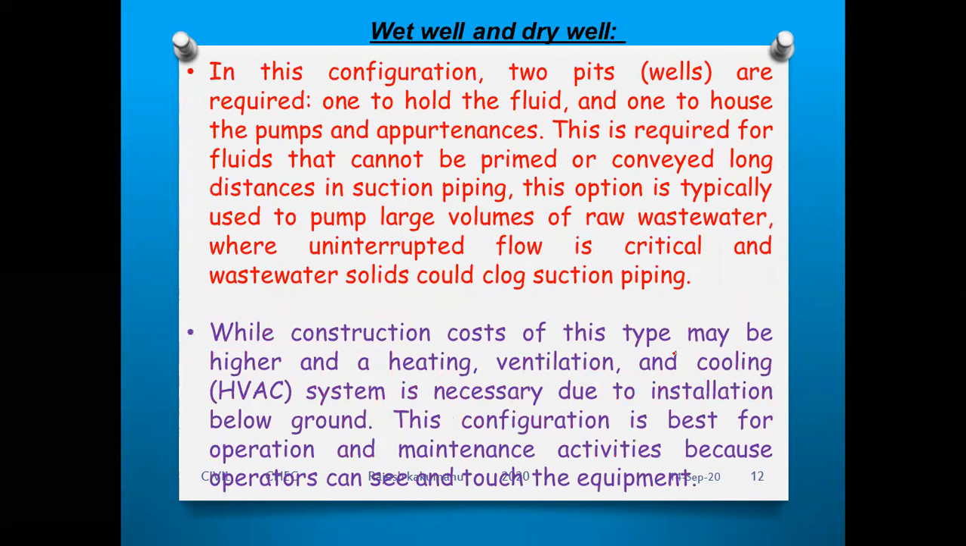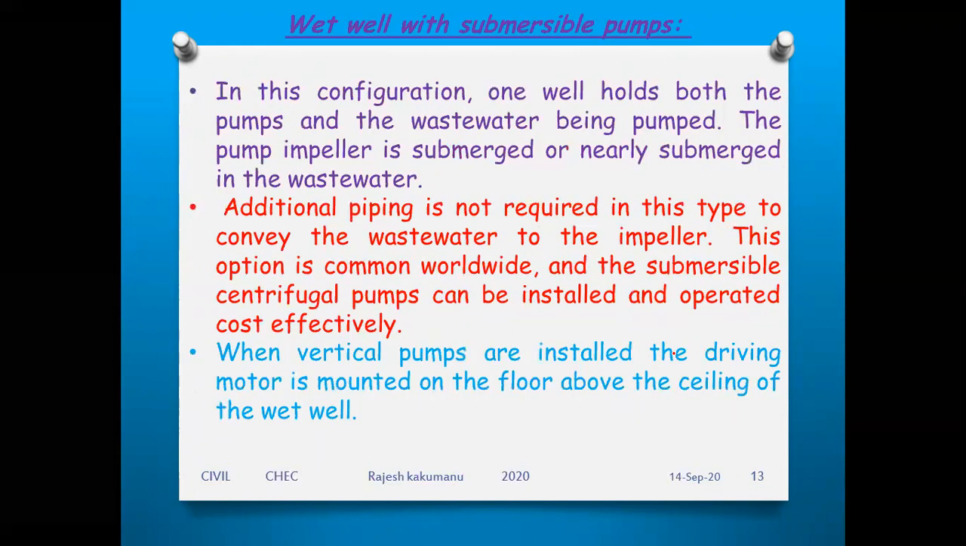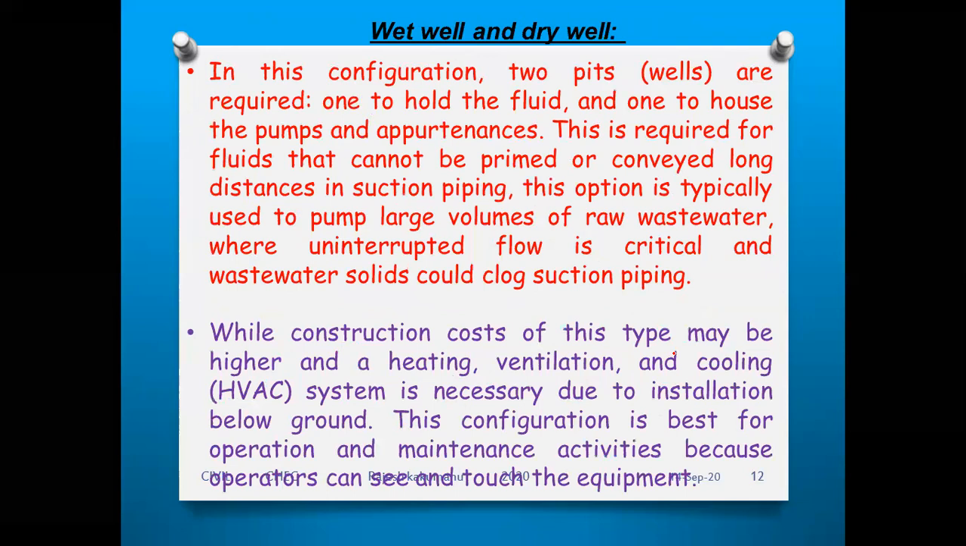Next, see the wet well and dry well type. In this configuration, 2 pits or wells are required, right? So whenever you are using both wet well and dry well, what is the thing you require? 2 pits are generally required. One is required to hold the fluid, and the other pit is to house the pump. Housing the pump means covering the pumps, other accessories, valves, and apparatus. To cover them we need a house, just a covering, to secure those parts. We require another pit.